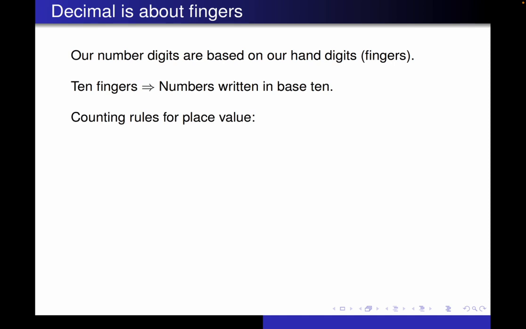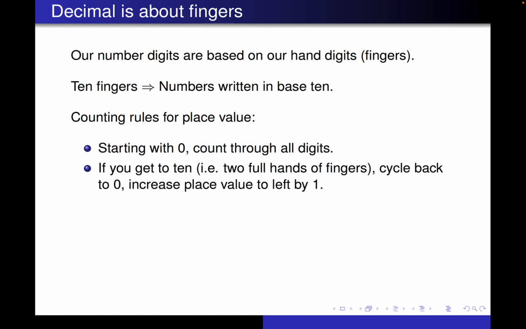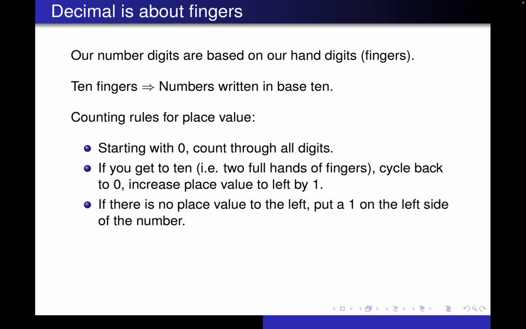So the counting rules that we use for place value, when we're literally counting from 1, 2, 3, 4, etc., is we start with 0. We count through all the digits, 0, 1, 2, 3, all the way up through 9. When we get to 10, something happens. And by 10, what I mean is we have 2 full hands of fingers. What we do first is we cycle back to 0. And then we increase the place value to the left of that by 1.